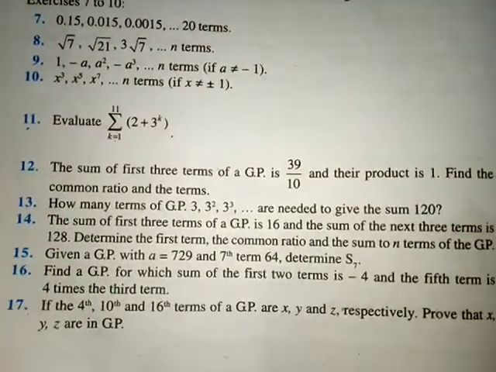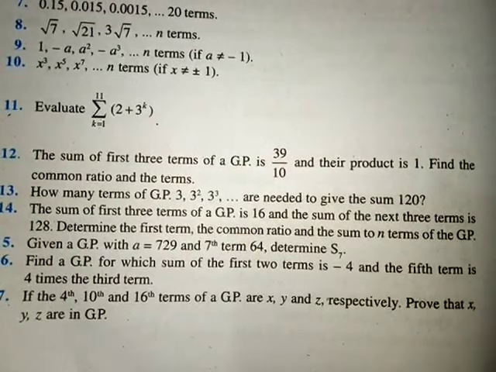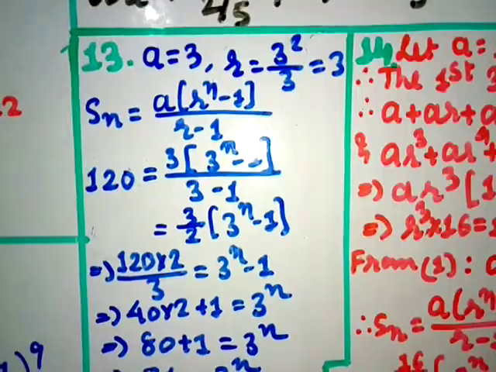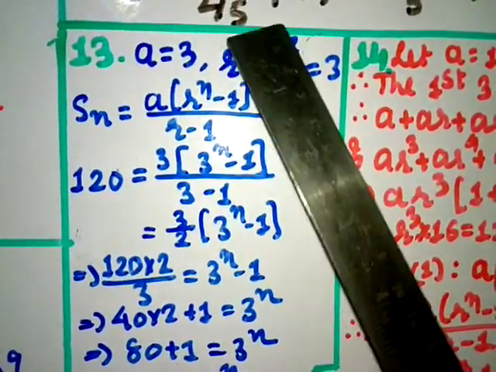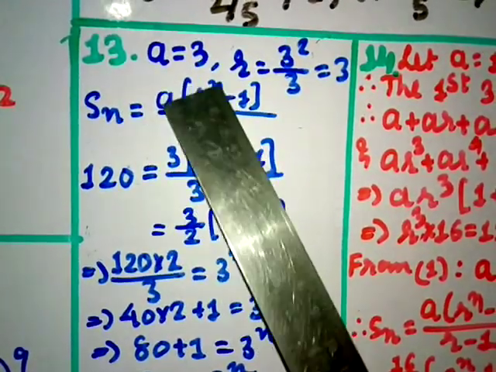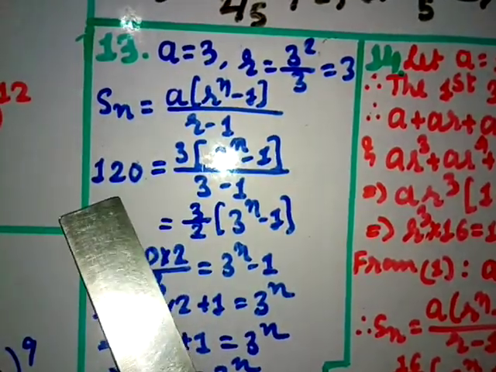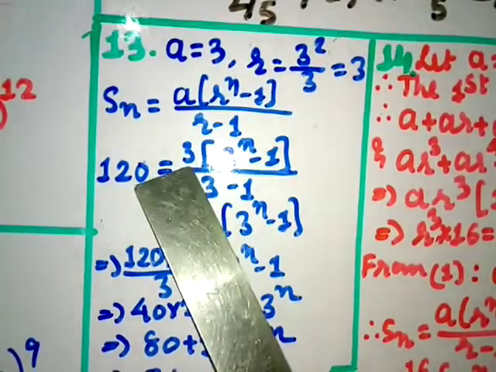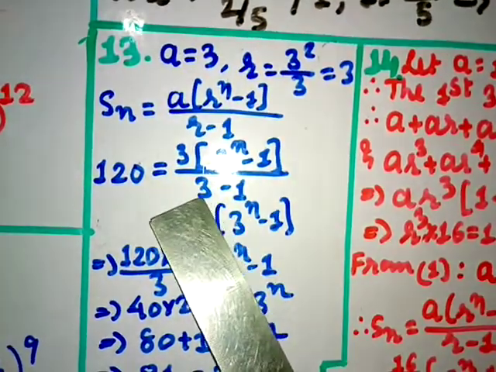Question number 13. How many terms of the GP 3 square, 3 cube, up to, are needed to give the sum 120? Here the first term a equal to 3 and the ratio r equal to 3 square by 3, that gives you 3. Now the sum Sn equal to a into r power n minus 1 divided by r minus 1, that is the formula. The sum they have given us is 120, so we have to check how many terms. So 120 equal to a value 3 into 3 power n minus 1 divided by 3 minus 1.